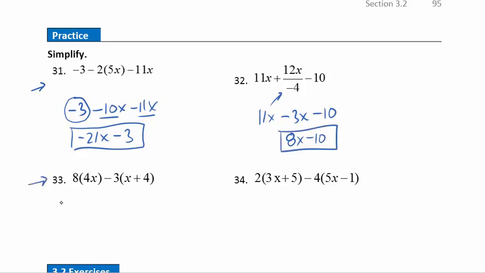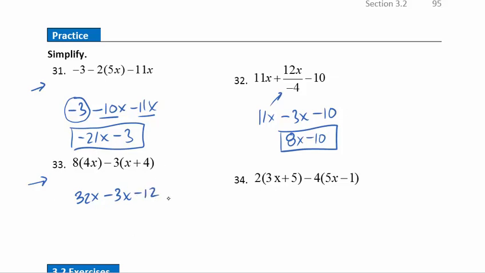So in 33, 2 multiplications here. 8 times 4x, which is going to give me 32x. And then I'm going to distribute the negative 3 here. Negative 3 times positive x is going to give me negative 3x. And then negative 3 times positive 4 will give me negative 12. Now I'll look to combine like terms. It looks like I have x terms that I could combine. Positive 32 and a negative 3. That would give me a positive 29x minus 12.